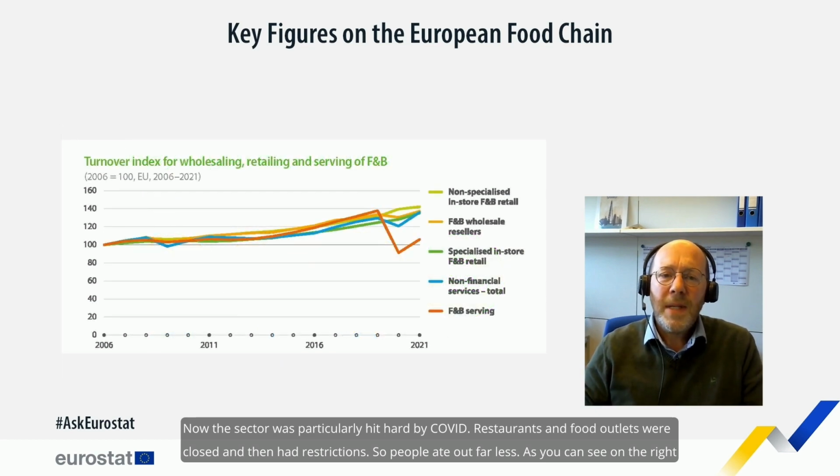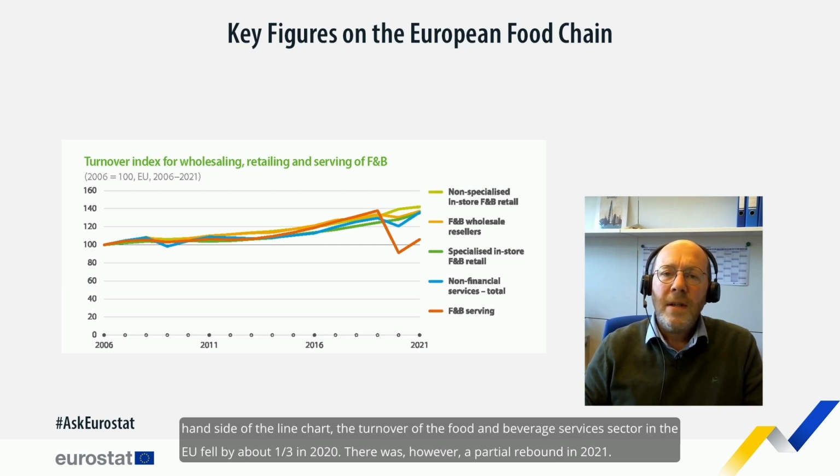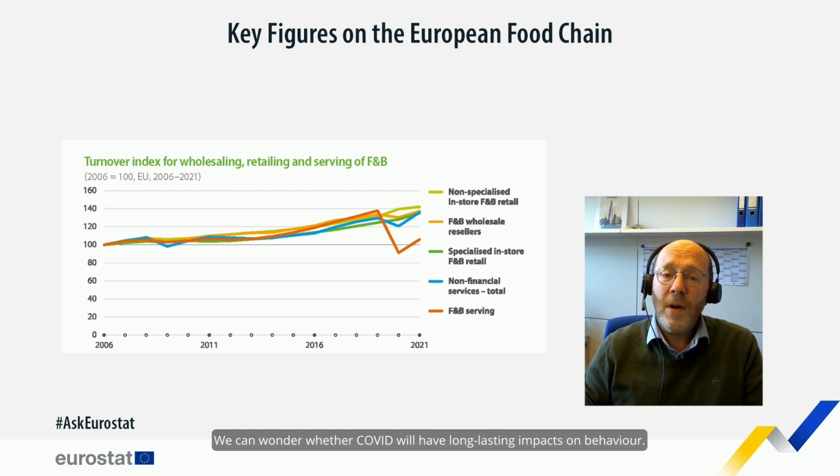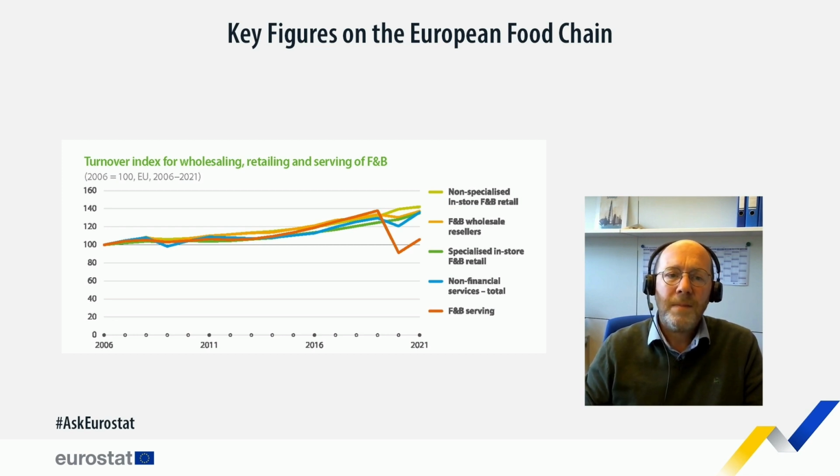Now, the sector was particularly hit hard by COVID. Restaurants and food outlets were closed and then had restrictions, so people ate out far less. As you can see on the right-hand side of the line chart, the turnover of the food and beverage services sector in the EU fell by about 1/3 in 2020. There was, however, a partial rebound in 2021. We can wonder whether COVID will have long-lasting impacts on behaviour.